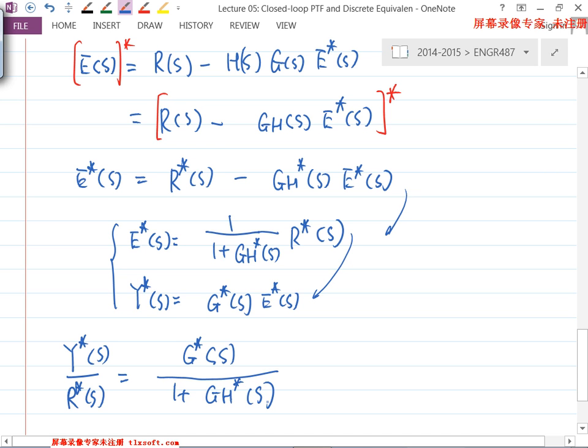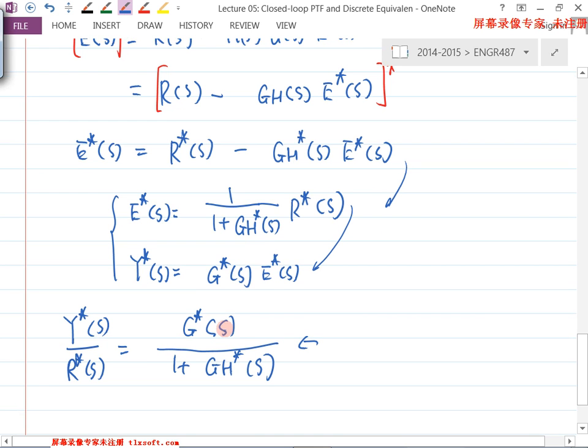So that's this ratio between these two star Laplace transforms. But you need Y of Z over R of Z. So last step is pretty easy now. We don't know what exactly each function is, right? In this case, what we do is a generic expression. So all we need is just change the S here with the Z. So basically Y of Z over R of Z equals G of Z over 1 plus GH of Z.